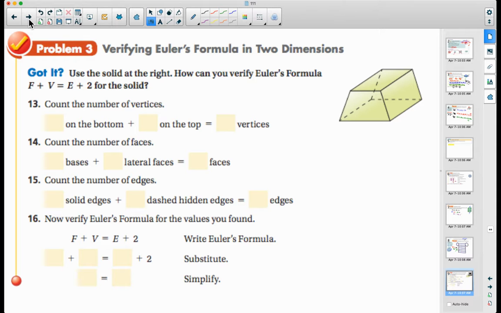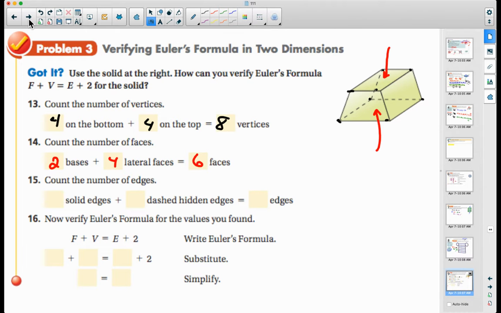F plus V equals E plus 2 for a solid. Count the number of vertices. All right, so the number of vertices. Well, there's 4 on the bottom, right? 1, 2, 3, 4. Plus 4 on the top. 1, 2, 3, 4. So that's 8 vertices total. Count the number of faces. All right, the number of faces. Well, I have what looks to be the bottom and the top. And then I've got 4 that go around the sides there, right? Okay, so I'm going to have 2 bases and 4 lateral faces for a total of 6.